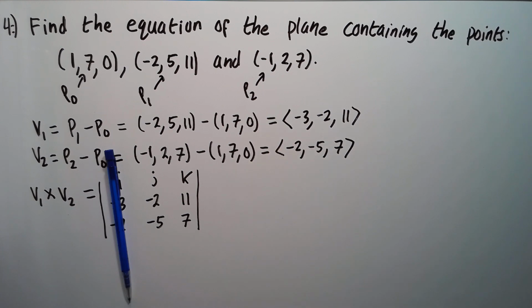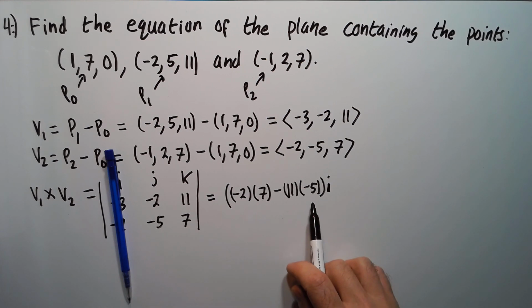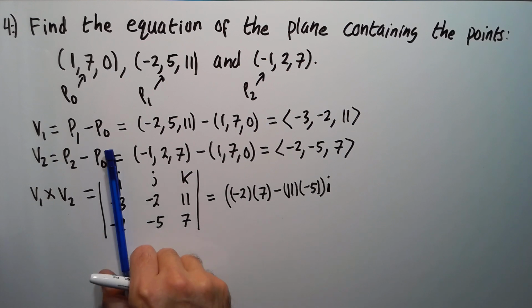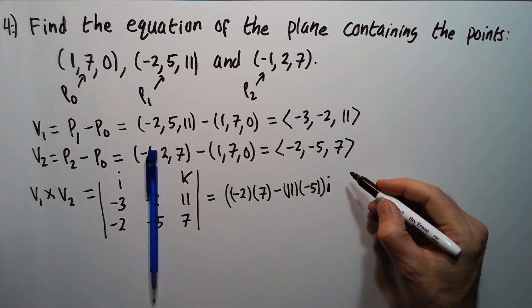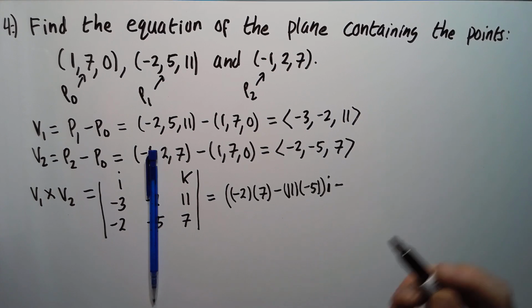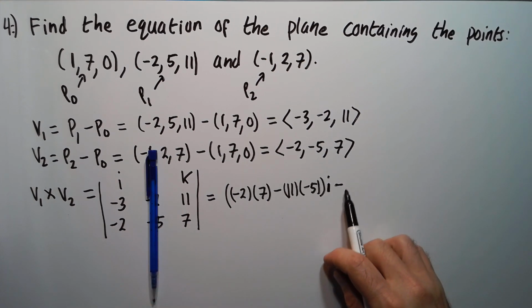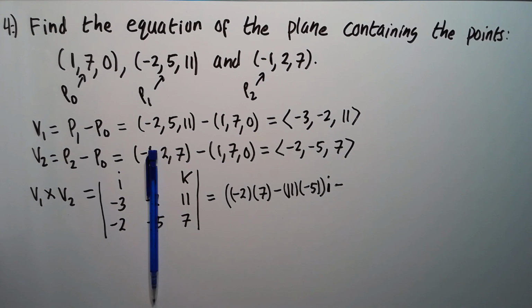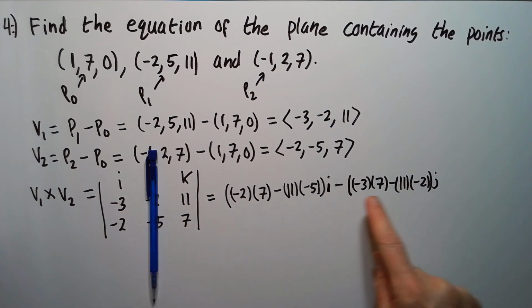Let me write that here. So we get this then: -2 times 7 minus 11 times -5. Then we'll do the j one next. The j will have a minus sign in front. It's going to be -3 times 7 minus 11 times -2. Let me write that here. So again, we've got -3 times 7 minus 11 times -2 here.